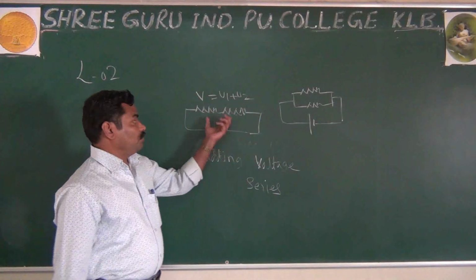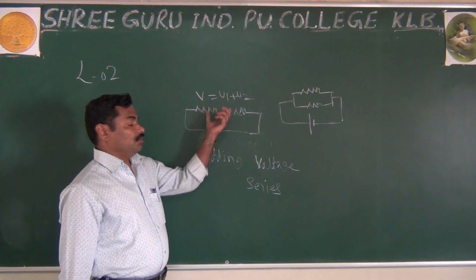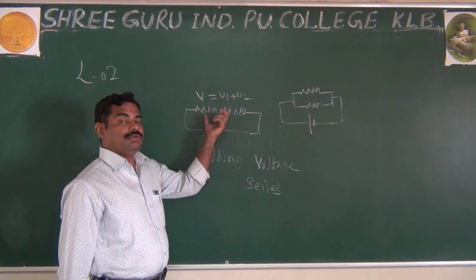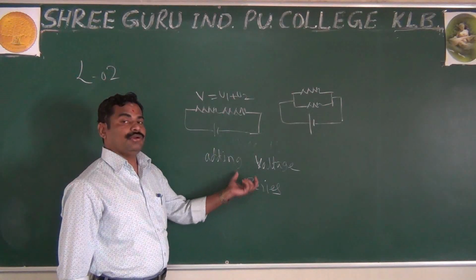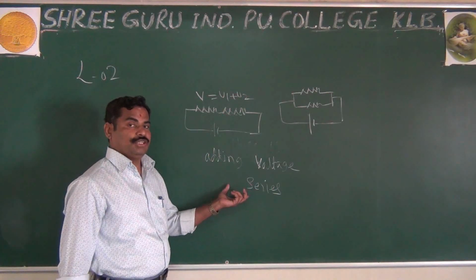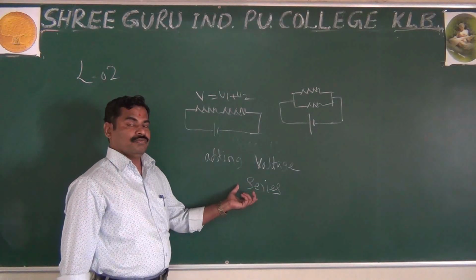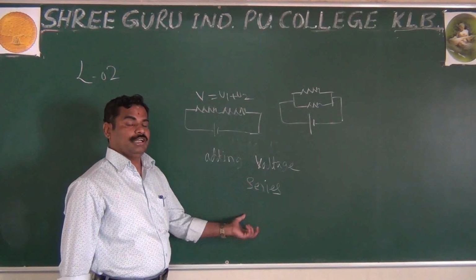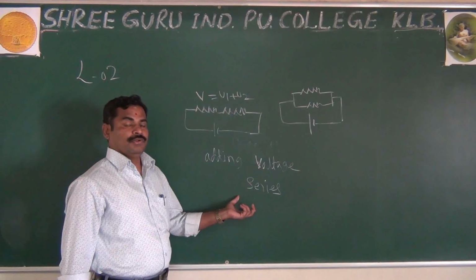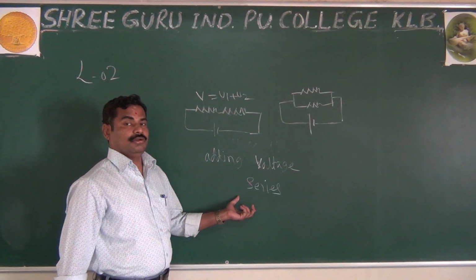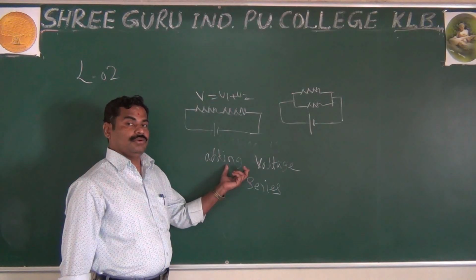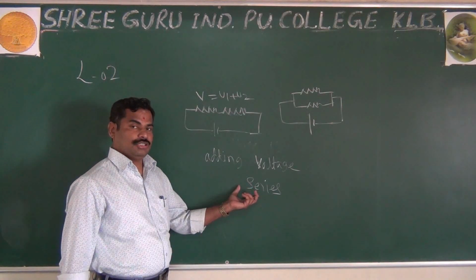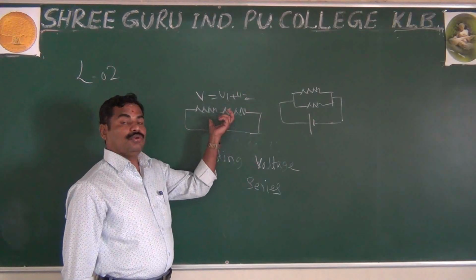Because in the series combination, what happens? The voltage divides in the series combination. And always, whenever you are adding or subtracting the voltages, we are connecting in series. This is also important while going into detail about the different types of feedback connections. While adding or subtracting the voltage, we are connecting in series, because in series the voltage divides.